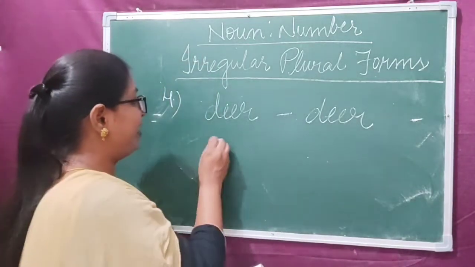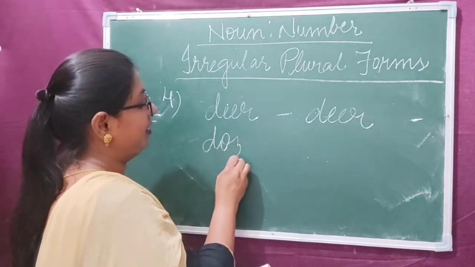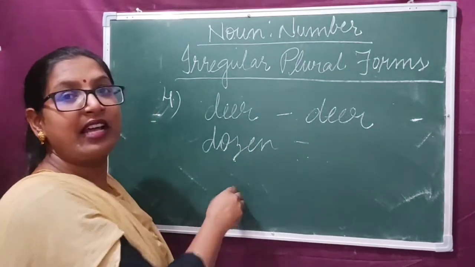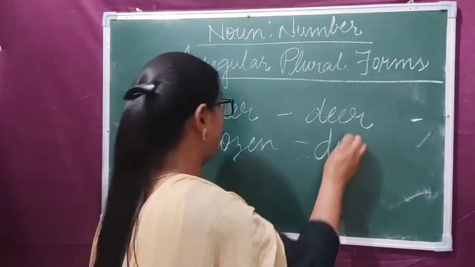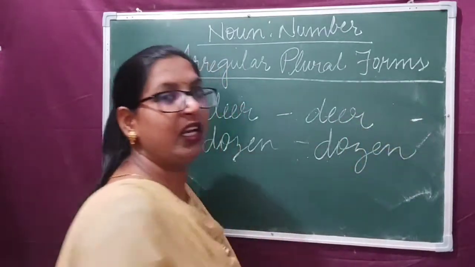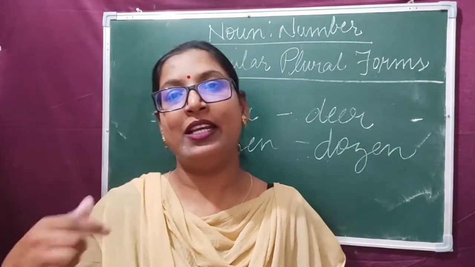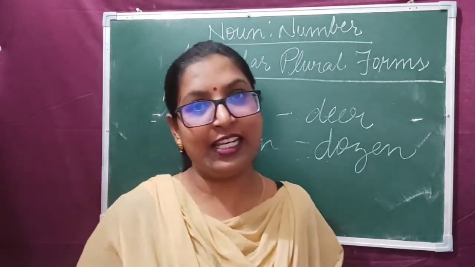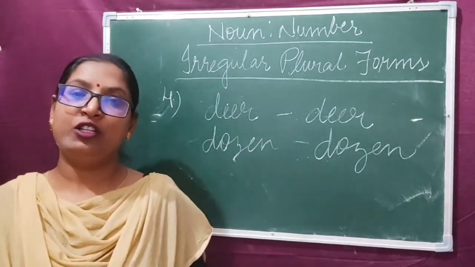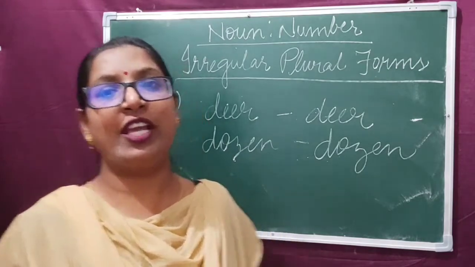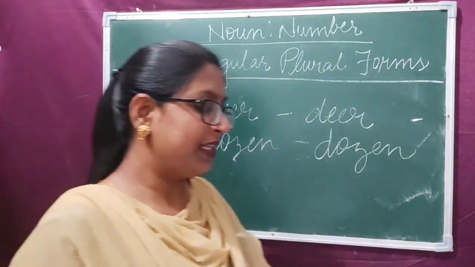Okay. For next example, dozen. Dozen. The same word we use as a plural noun. Singular and plural forms remain same. We do not add anything with them or we do not make any changes with them. The word remains same.